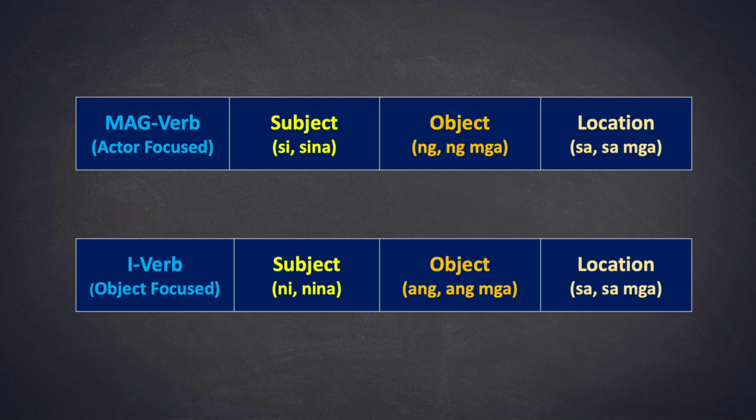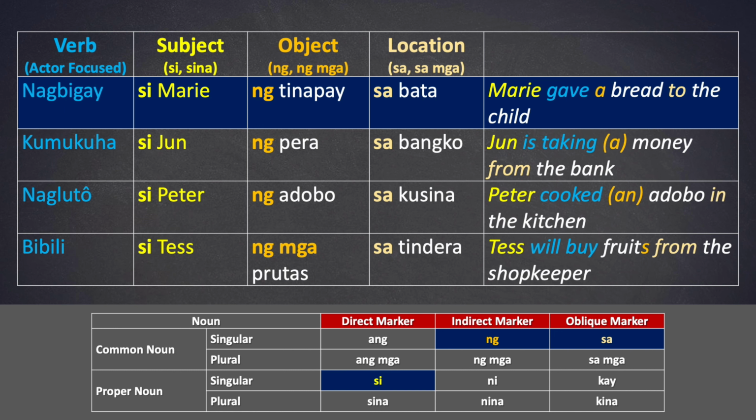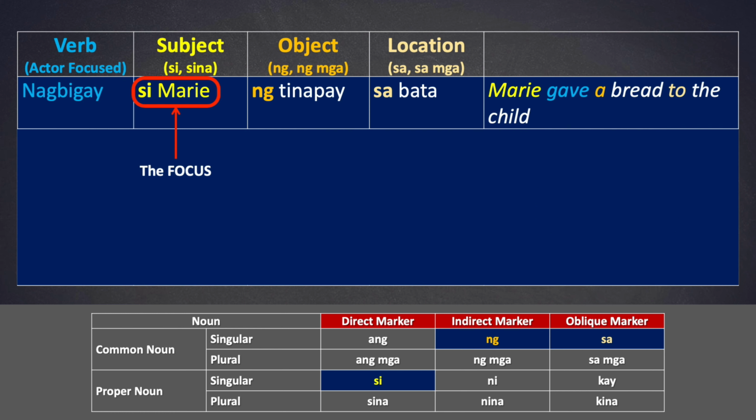Alright, let's move on. Nagbigay si Marie ng tinapay sa bata. Marie gave a bread to the child. Marie is the focus. That's why we use the direct marker si. Si Marie. We use ng tinapay, a bread, because it is not the focus of the sentence.